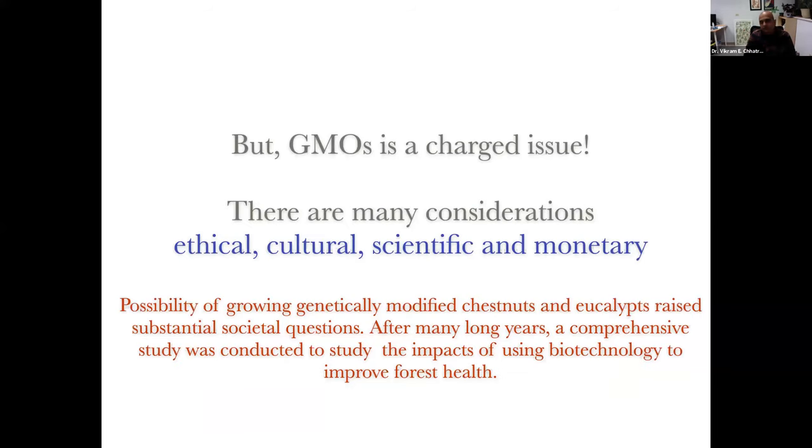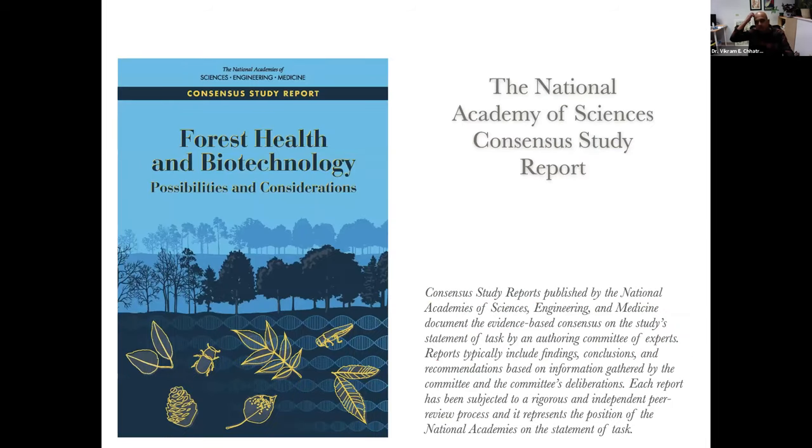In general, GMOs is a very charged issue, socially, ethically, and culturally, and there is a lot of money involved in it, and there are other scientific considerations. So all of these developments raised a lot of questions. And so after many long years, one of the premier scientific institutions in the US, the National Academy of Sciences, conducted a study that focused on the impacts of using biotechnology to improve forest health. And they produced this report.